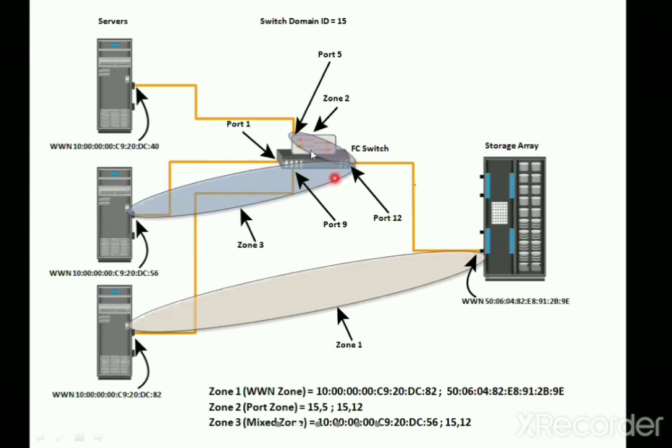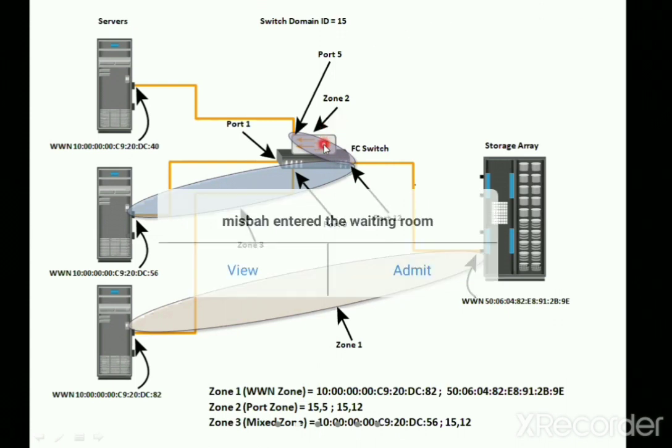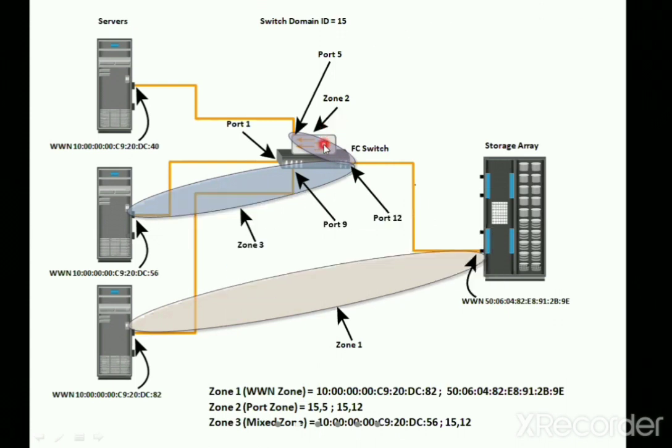Now you can check here, we are only connecting ports, one particular port to another particular port. So this is acting as your port zone itself. When I only connect ports, it acts as a port zone. When I connect a port zone and a worldwide name zone, it becomes the mixed zone. And when I connect the worldwide name with another storage array or node, then it is called a worldwide name zone.